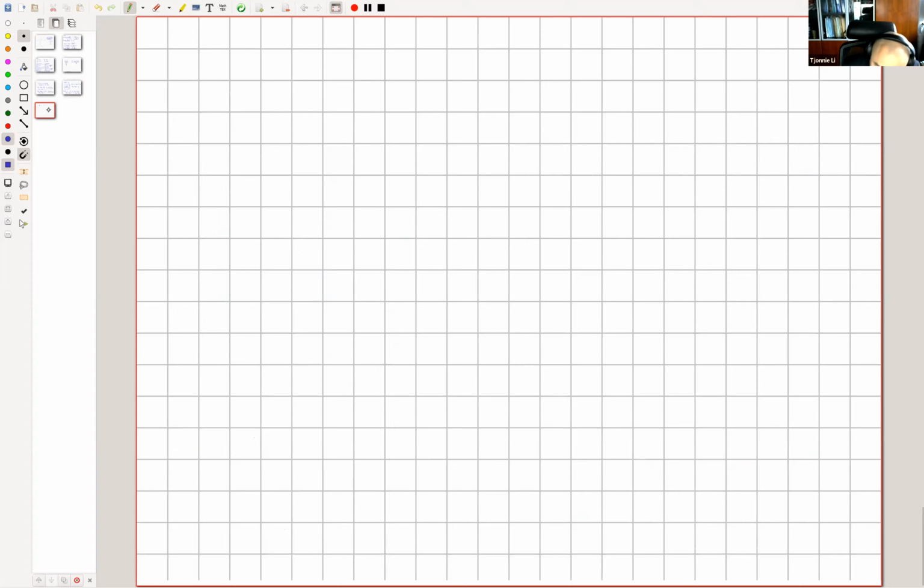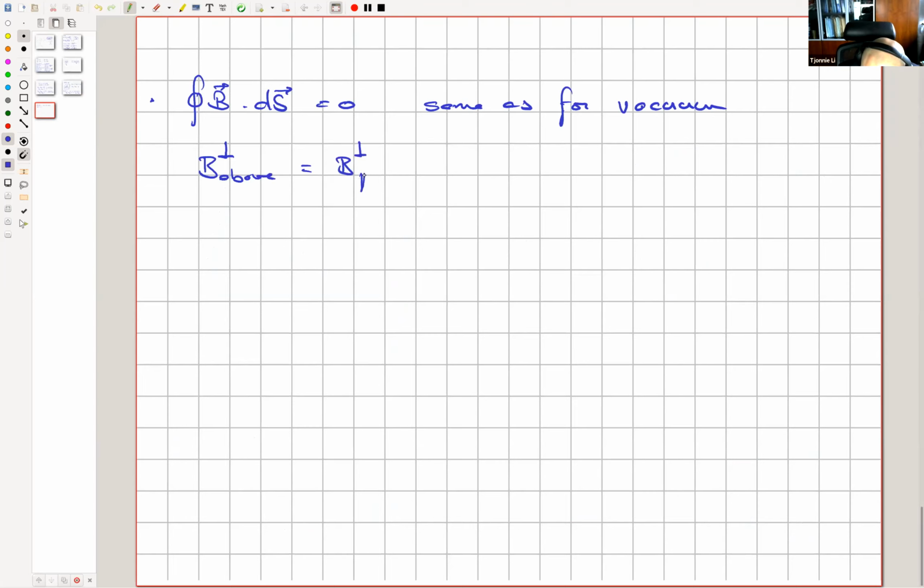And we can now move on and look at the B field here. We know that for the B field, the flux is always going to be 0, which is the same as for vacuum. And so the boundary condition is the same. So we've got B perpendicular above equals B perpendicular below.